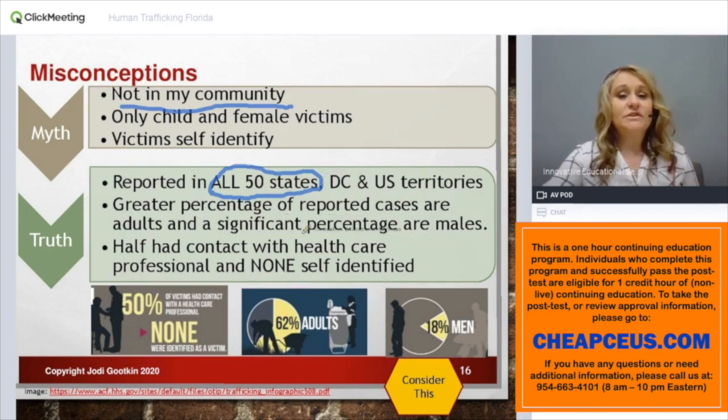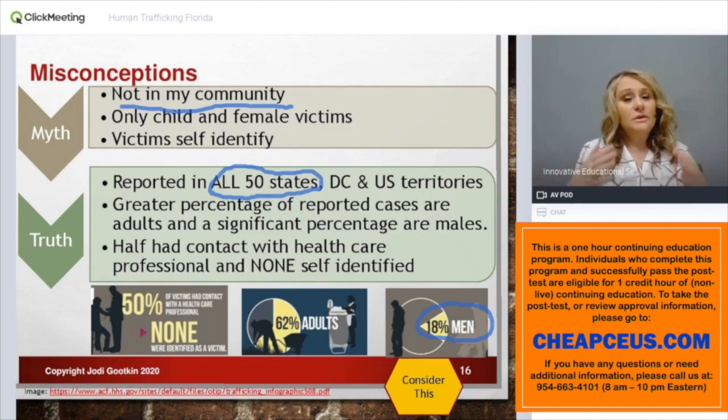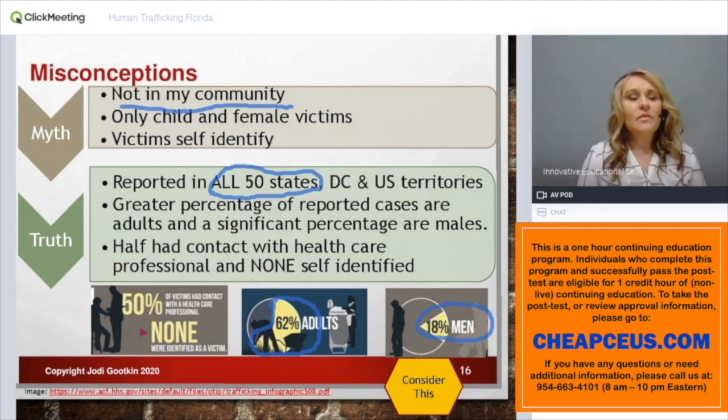When we consider gender, the data shows that a significant number are men that are victims of sex as well as labor trafficking, in addition to females. And when we look at the percentage globally of sexual exploitation and labor trafficking, the larger percentage is in labor trafficking, that it is more cases related to that labor.